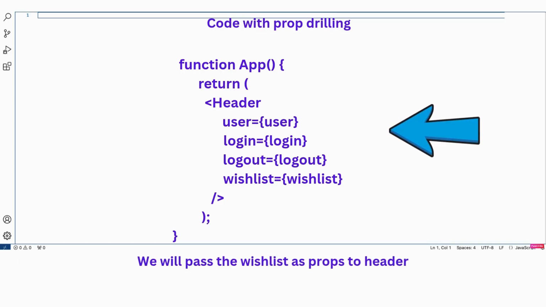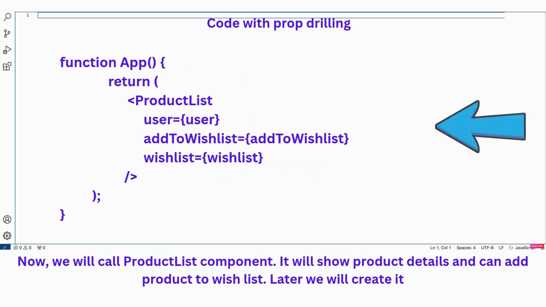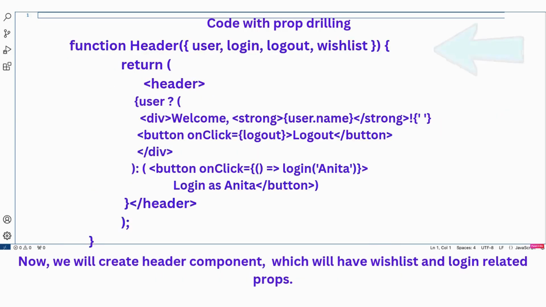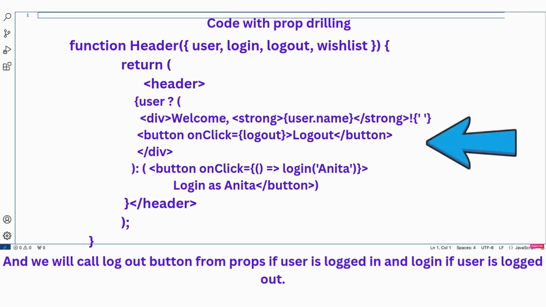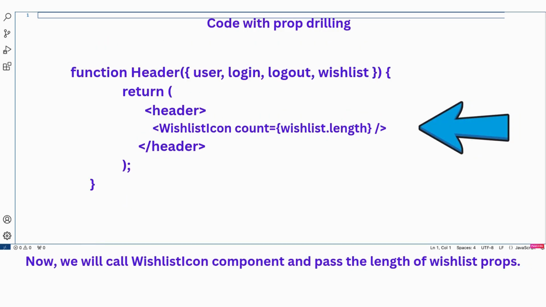We will pass the wish list as props to the header. Now, we will call the product list component. It will show product details and can add products to the wish list. Later we will create it. Now, we will create the header component, which will have wish list and login related props. And we will show the logout button from props if the user is logged in, and login if the user is logged out. Now, we will call the wishlist icon component and pass the length of the wishlist props.